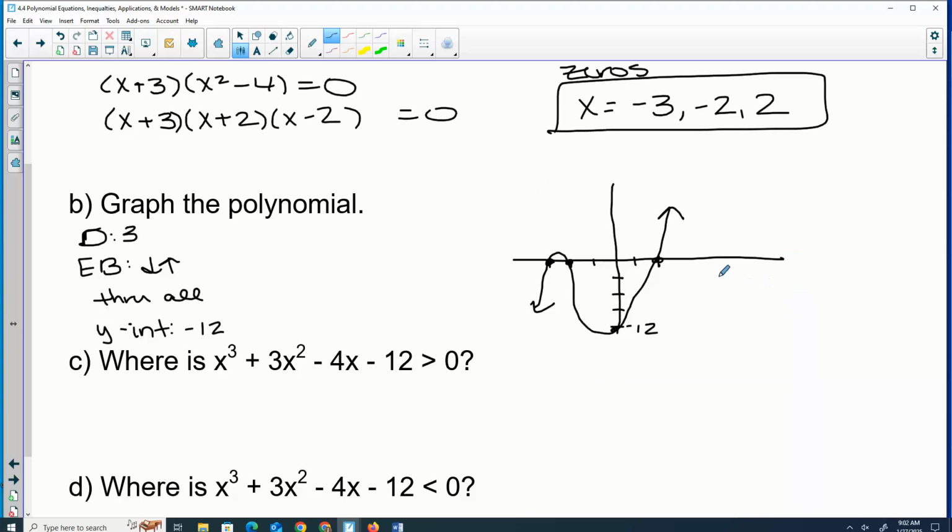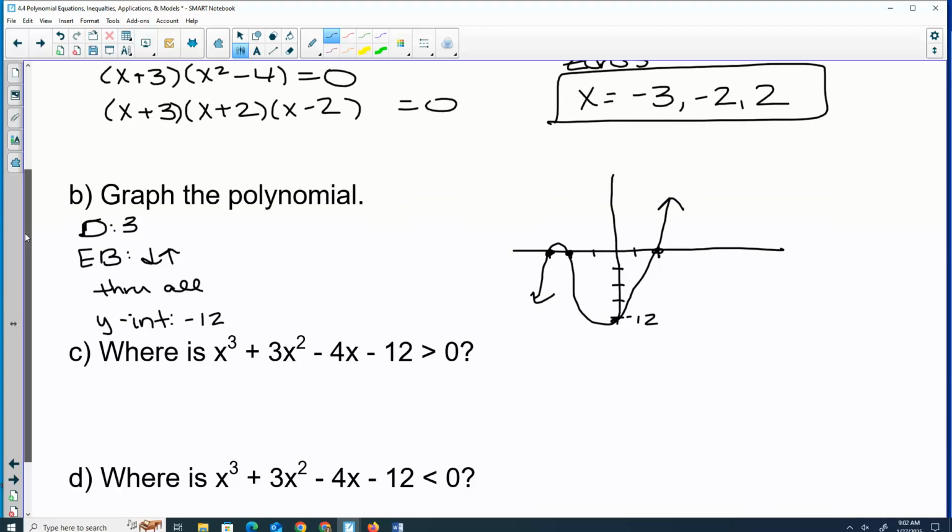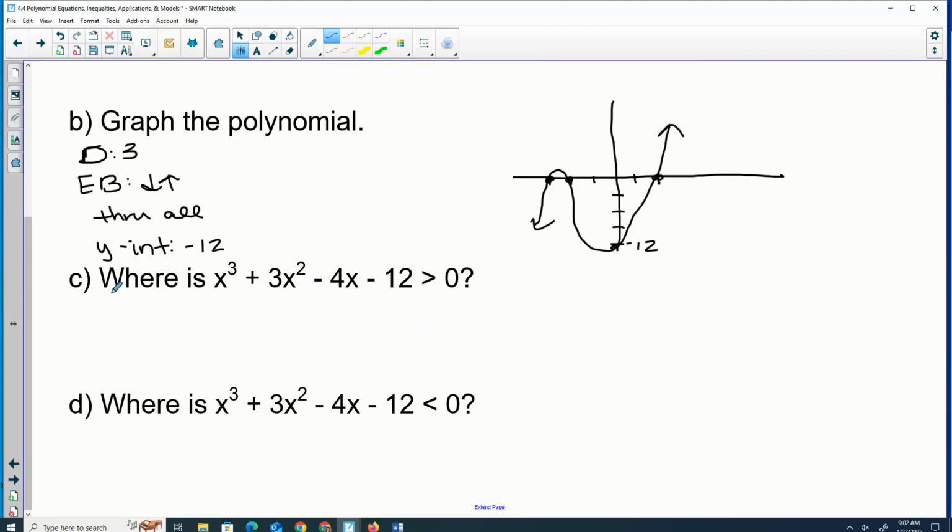Is that okay? The graphing piece is kind of a review. We've been doing that. If I have this graph, I could ask you a couple other questions. We did similar ones when we were talking about parabolas, but I could use it for all polynomials. If I want to know when this was greater than 0, what does greater than 0 mean? Above the x-axis. So it's above here and here.